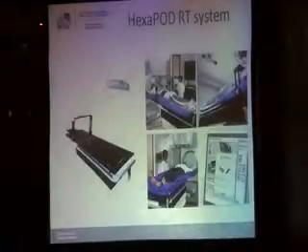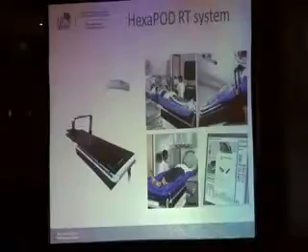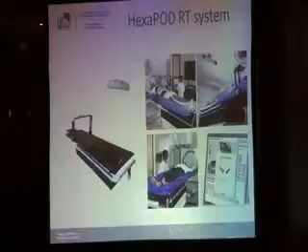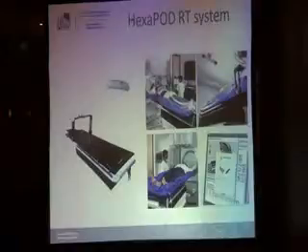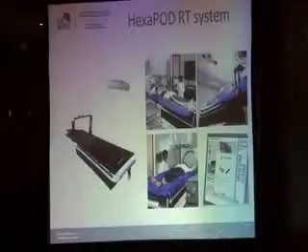There is a hexapod radiotherapy system in which the machine can be corrected in 6 directions, all the directions, including the tilt in each of the 3 directions. So that it can correct the position of the patient in order to give the exact treatment.